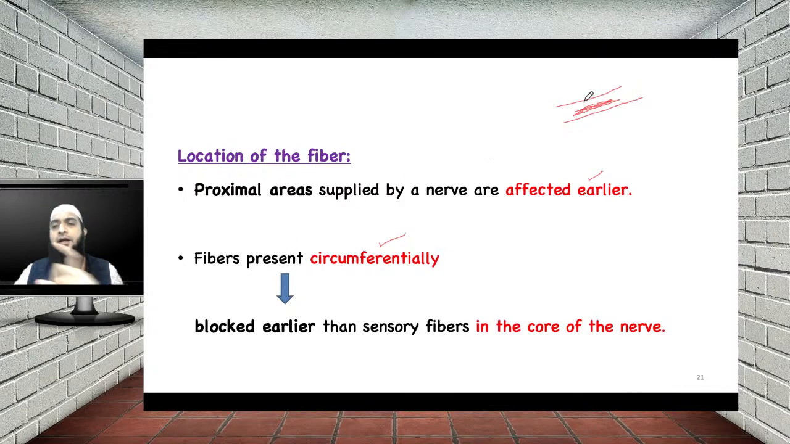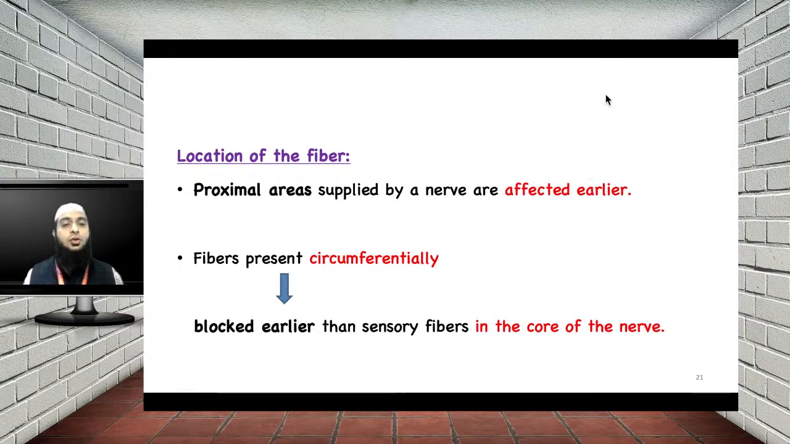So I am sorry, here inadvertently I have shown it the opposite way. Do remember that circumferential fibers are present on the surface of the nerve, whereas the core fibers are present inside. Okay, so please get it corrected. The core fibers are present in the core of the nerve, which is the deepest part of the nerve, whereas circumferential fibers are present on the surface portion of the nerve. So the core fibers are blocked later on. First there is blockage of the circumferential fibers. So this is the action of the local anesthetic based on the location of the fiber.